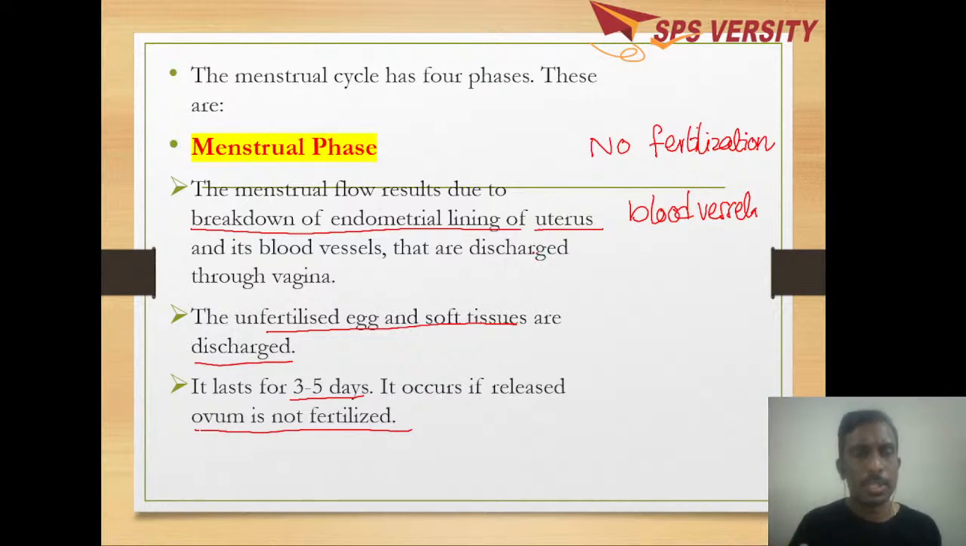During this phase, the ovarian hormones as well as the pituitary hormones are normal. The pituitary hormones are LH and FSH, follicle stimulating hormone, and the ovarian hormones are estrogen and progesterone. These are normal.